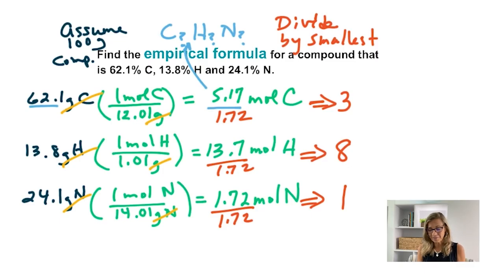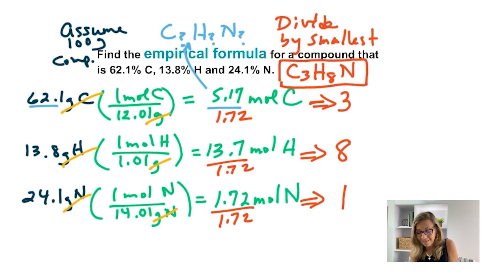So here's my answer. The empirical formula is, don't just circle those numbers, it is C3H8N1. That is your empirical formula. Okay, so I hope this helps you do empirical formulas. It's a couple calculations. It may be a little bit tedious, but with some practice, you'll be able to do it really well.